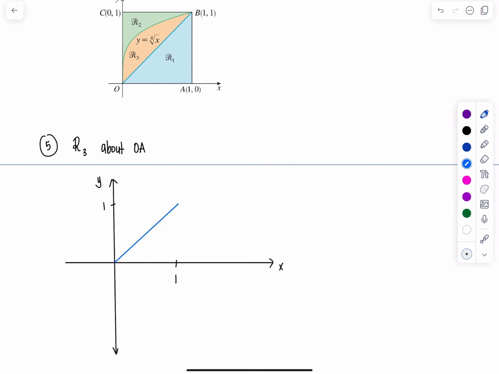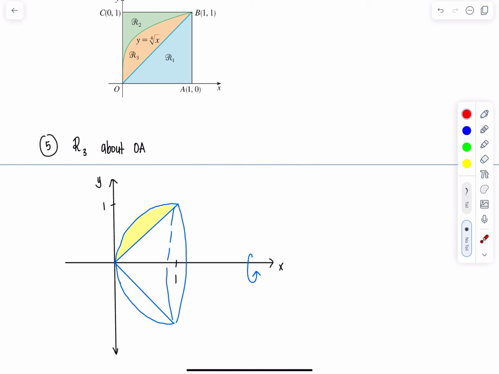Here. That's region 3. And we're spinning around the x-axis. I always shade the original region because that's what you need when you're figuring out your limits and whatnot, okay? So there's region 3, and then I spin around OA. So it's gonna look something like this, right? You don't have to draw too much more, but that's the idea.